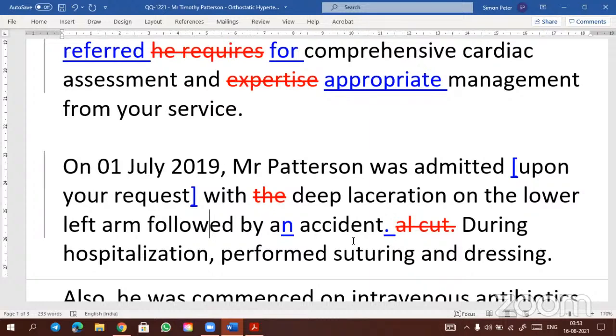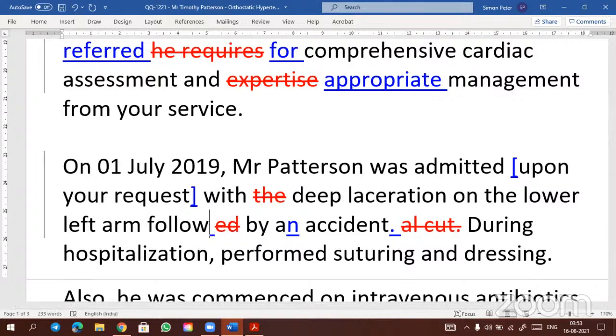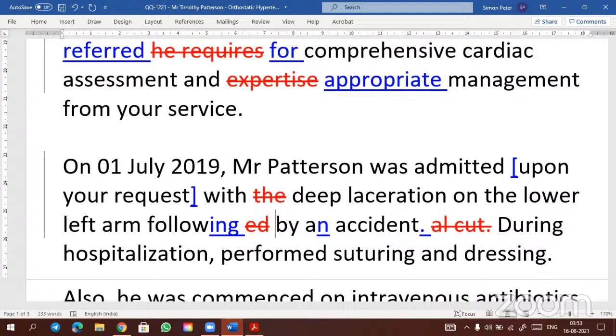This deep laceration following an accident. So followed means that it is afterwards. Accident is first, deep laceration is next. So deep laceration is following an accident. That means that happened afterwards. Following means accident before and laceration afterwards. Following an accident.